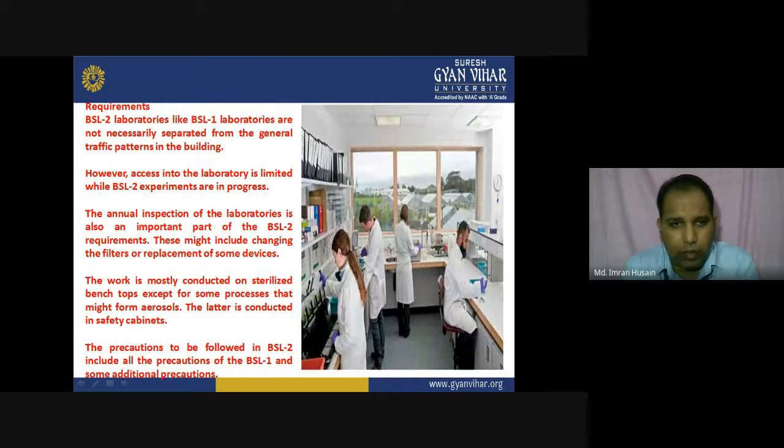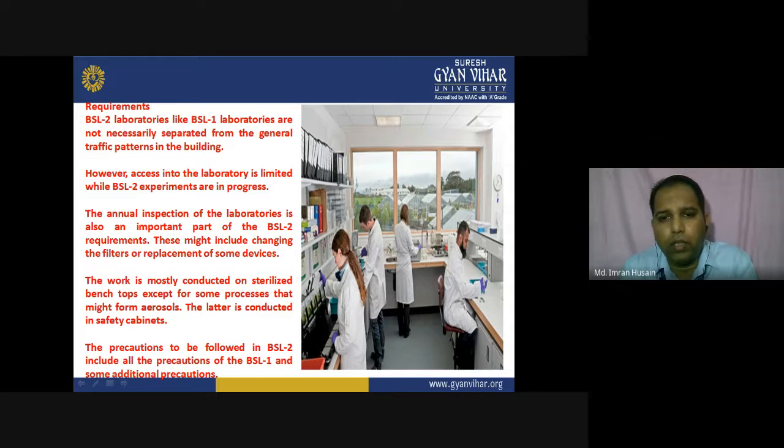What are the requirements? BSL2 laboratories, like BSL1 laboratories, are not necessarily separated from the general traffic pattern in the building. They are also present in the main building or near the classrooms or the staff rooms. However, access into the laboratory is limited while BSL2 experiments are in progress.